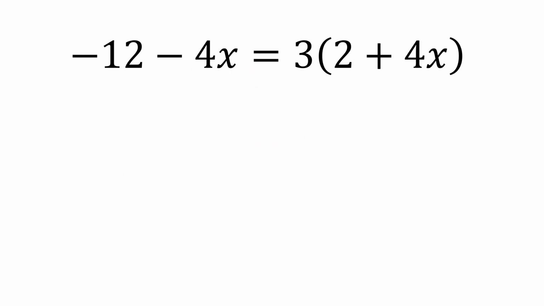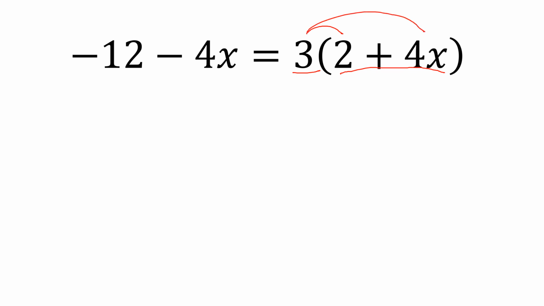Here we have negative 12 minus 4x equals 3 times 2 plus 4x. What's significant about this problem is that normally we would divide by 3 first, but since there are two terms on the right side of this equation, it's actually more efficient to use the distributive property to get rid of the parentheses. So instead, we're going to multiply everything inside this parentheses by 3. So 3 times 2 and 3 times 4x.